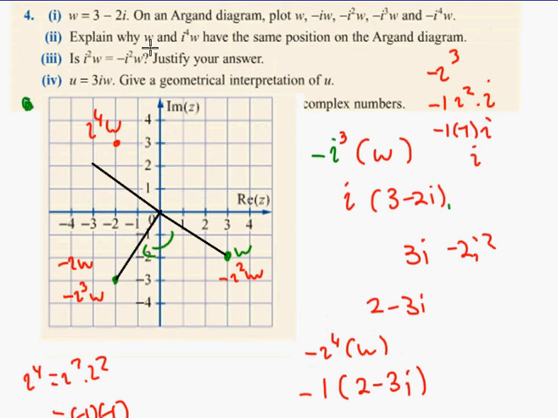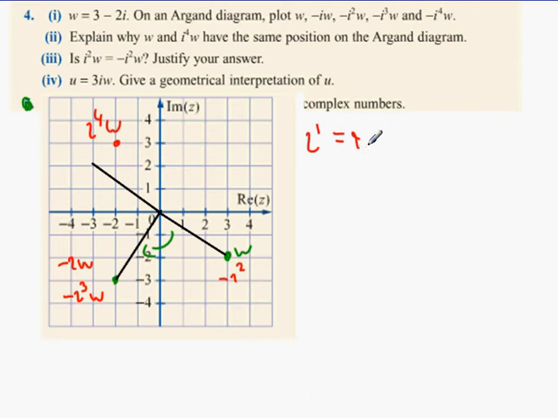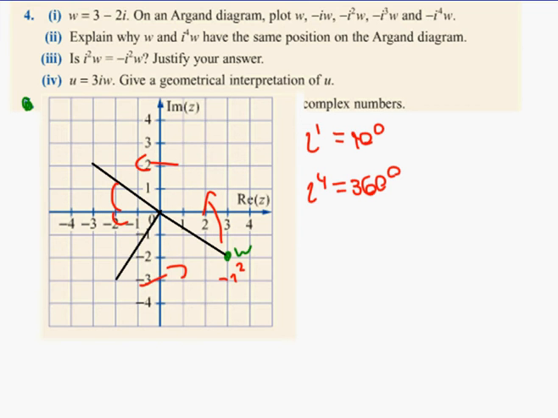Now explain why w and i^4 w have the same position on the Argand diagram. Well, what we have to remember is anytime you multiply by i, you're doing a 90-degree anti-clockwise rotation. So i^1 is 90 degrees anti-clockwise, and i^4 therefore is 360 degrees anti-clockwise. So therefore, if w is located here, it will undergo four 90-degree rotations until it's back where it started from.